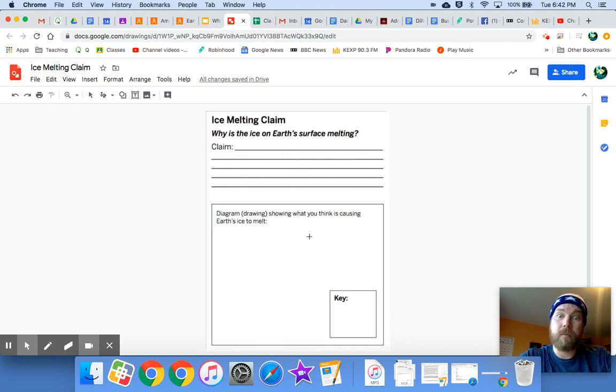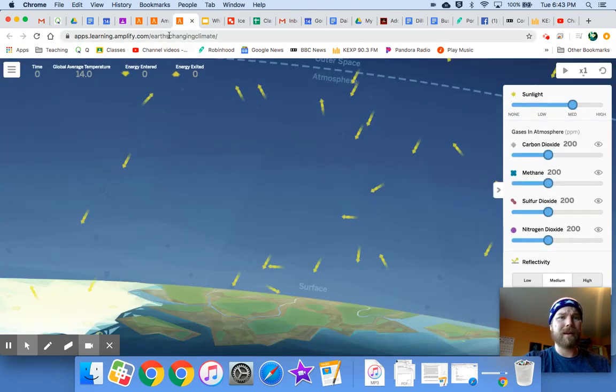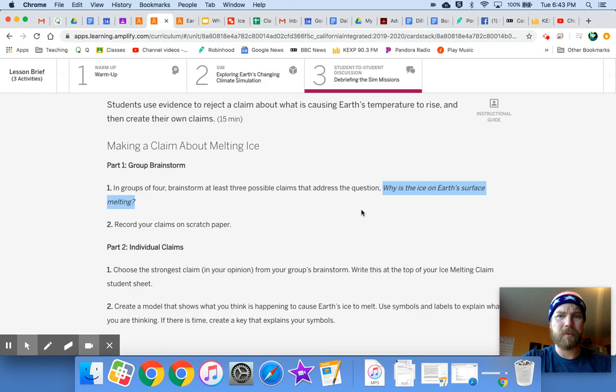And then draw a diagram. Hey, your diagram could look something similar to what you saw in the simulation. It could look entirely different. But draw a diagram showing that claim and why you think the ice on Earth's surface is melting, something that demonstrates the claim that you chose. Okay, so once you do that, make sure you hand it in, and I think after that, we're done, people. That's it.